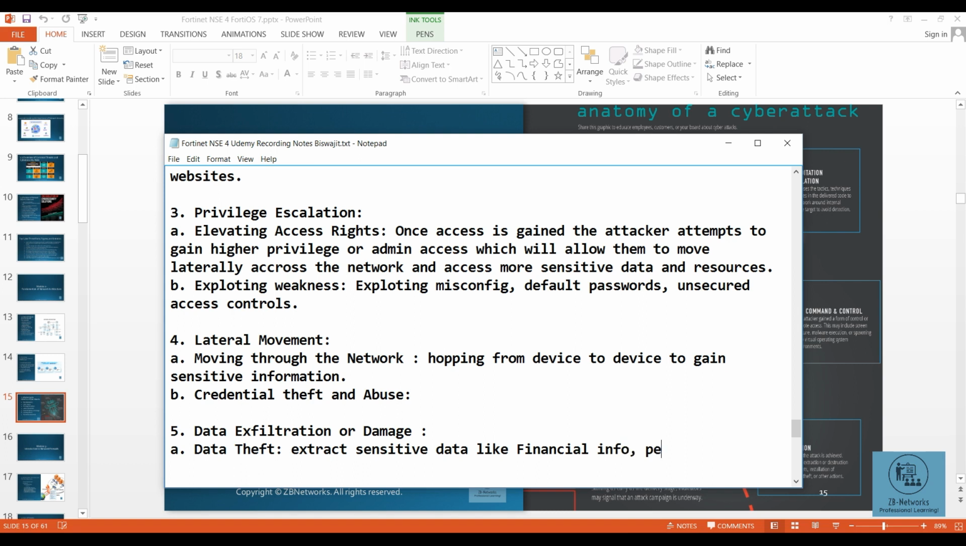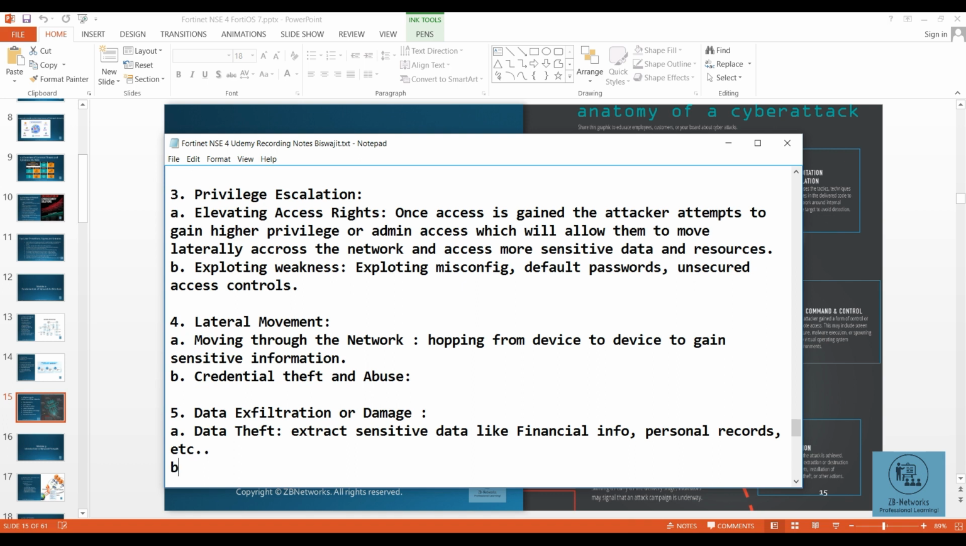Might be personal records, or any sort of intellectual properties, etc. They may exfiltrate this data for monetary gain or for some sort of ransom purposes. Think in that way, right? So step number B in this process is data manipulation, or you can say destruction, right?